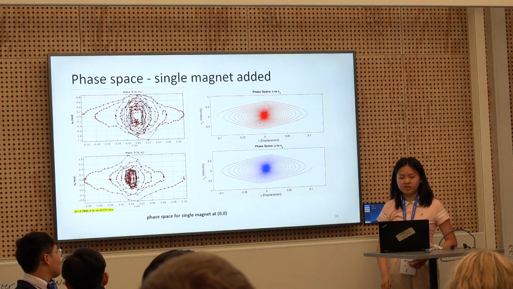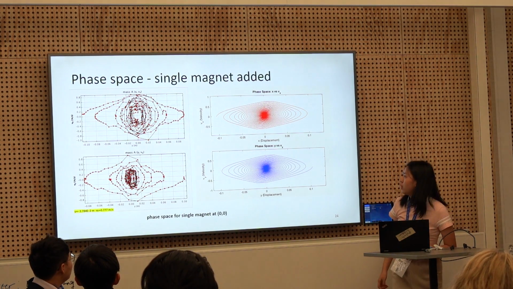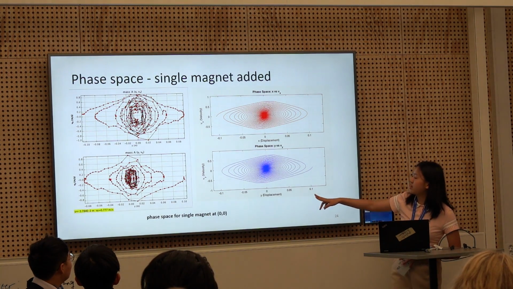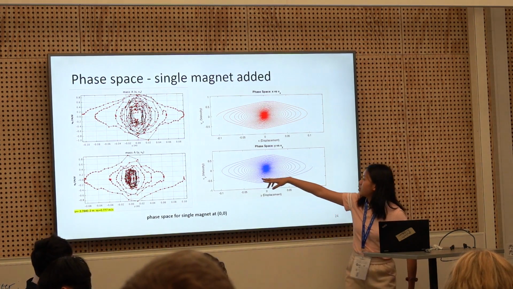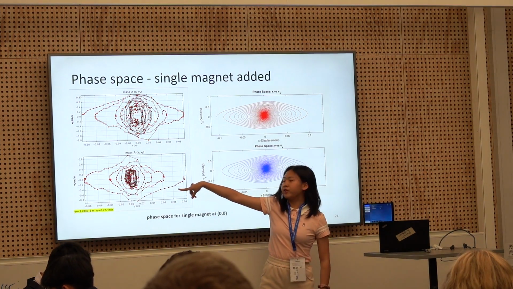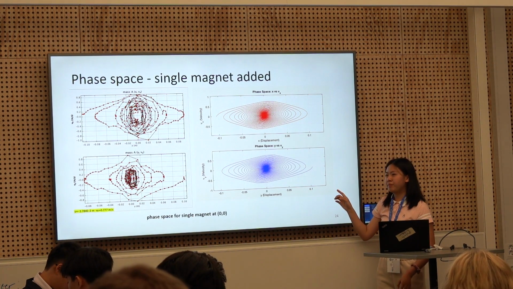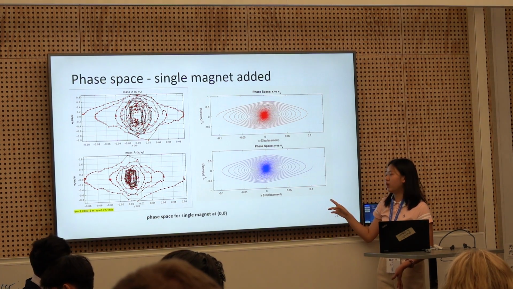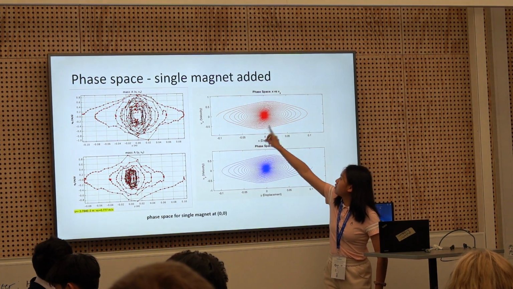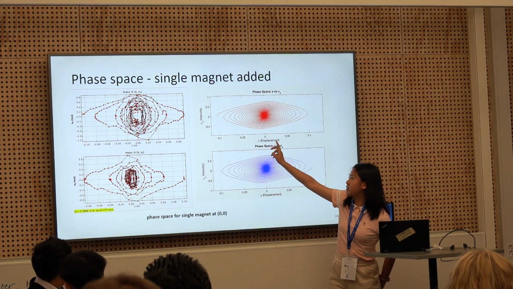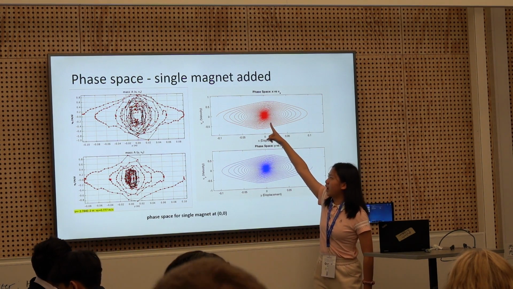As we know what phase space is, we can use it to analyze our investigation. This is the phase space for a single magnet added at position 0, 0, 0. This one is the data we collected in Tracker, and this one is the MATLAB simulation we got from our mathematical model. You can see they match pretty well, and the energy dissipates as time goes on, with a stable equilibrium at the center.